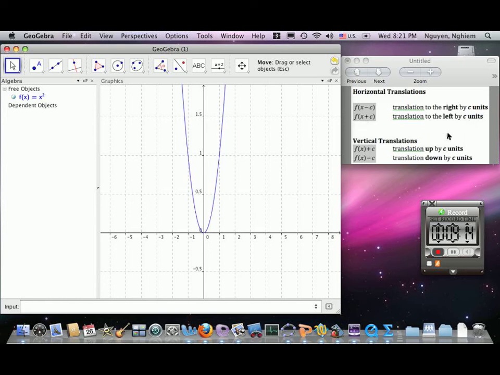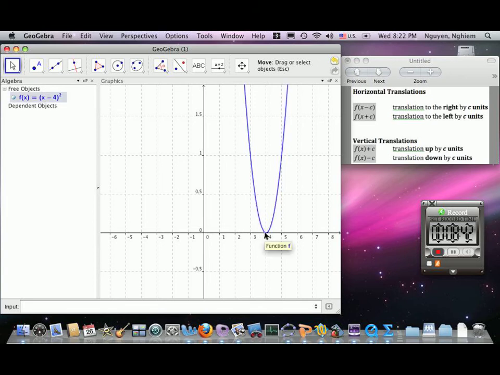I have a graph right here of f of x equals x squared. And let's see what happens when I change this function and I replace x squared with, let's say, x minus 4. Okay, enter. And you can see that the graph just shifted over from the original parabola. It moved over 4 units to the right. And just for comparison, let me graph the original function again so you can see.